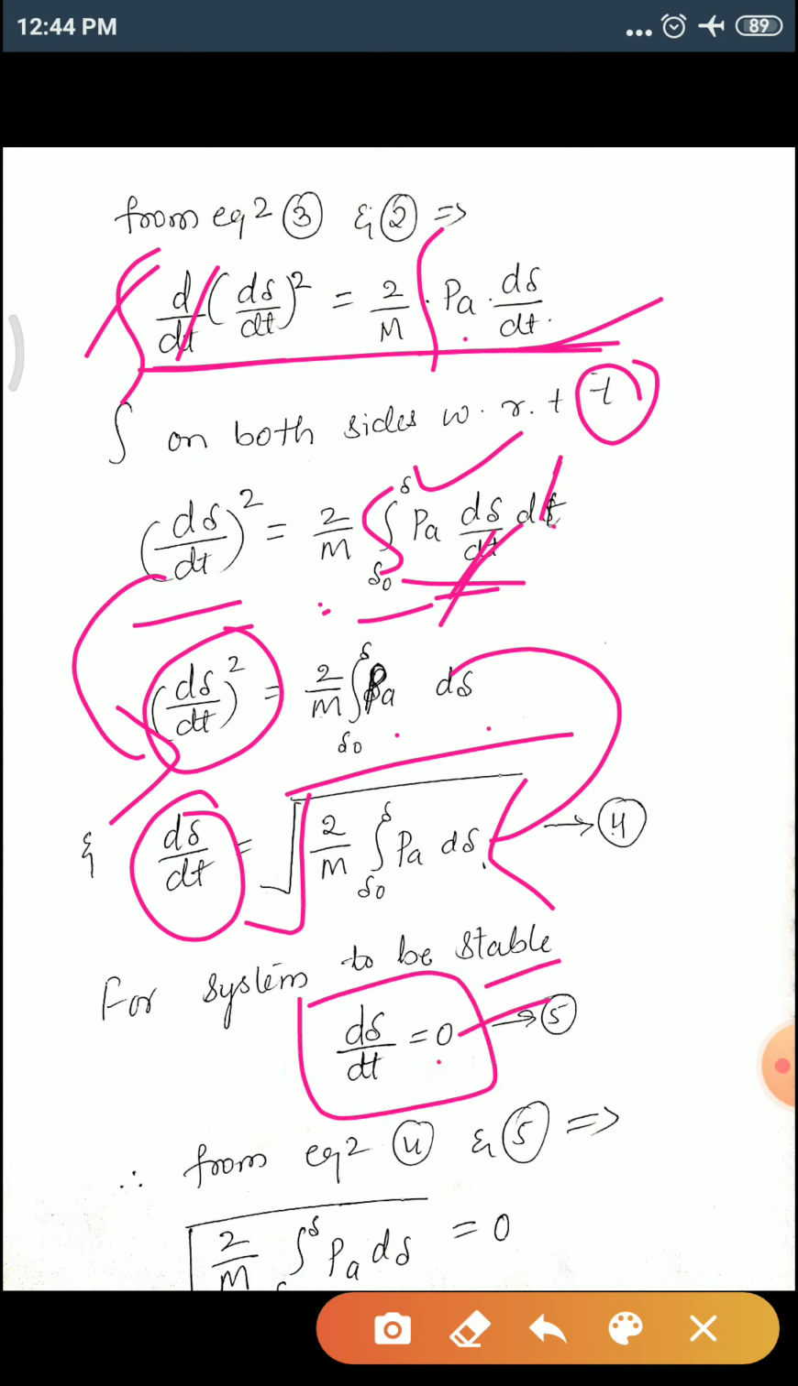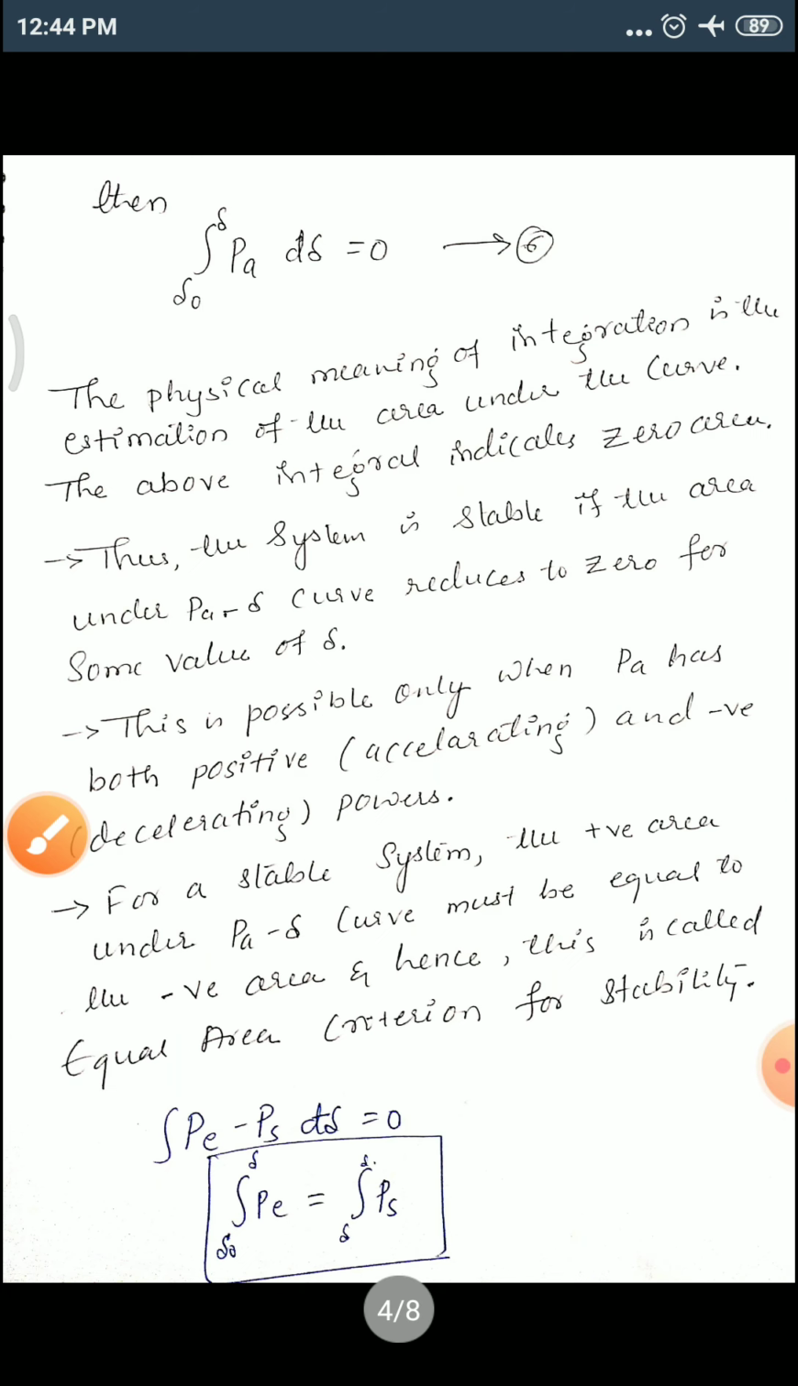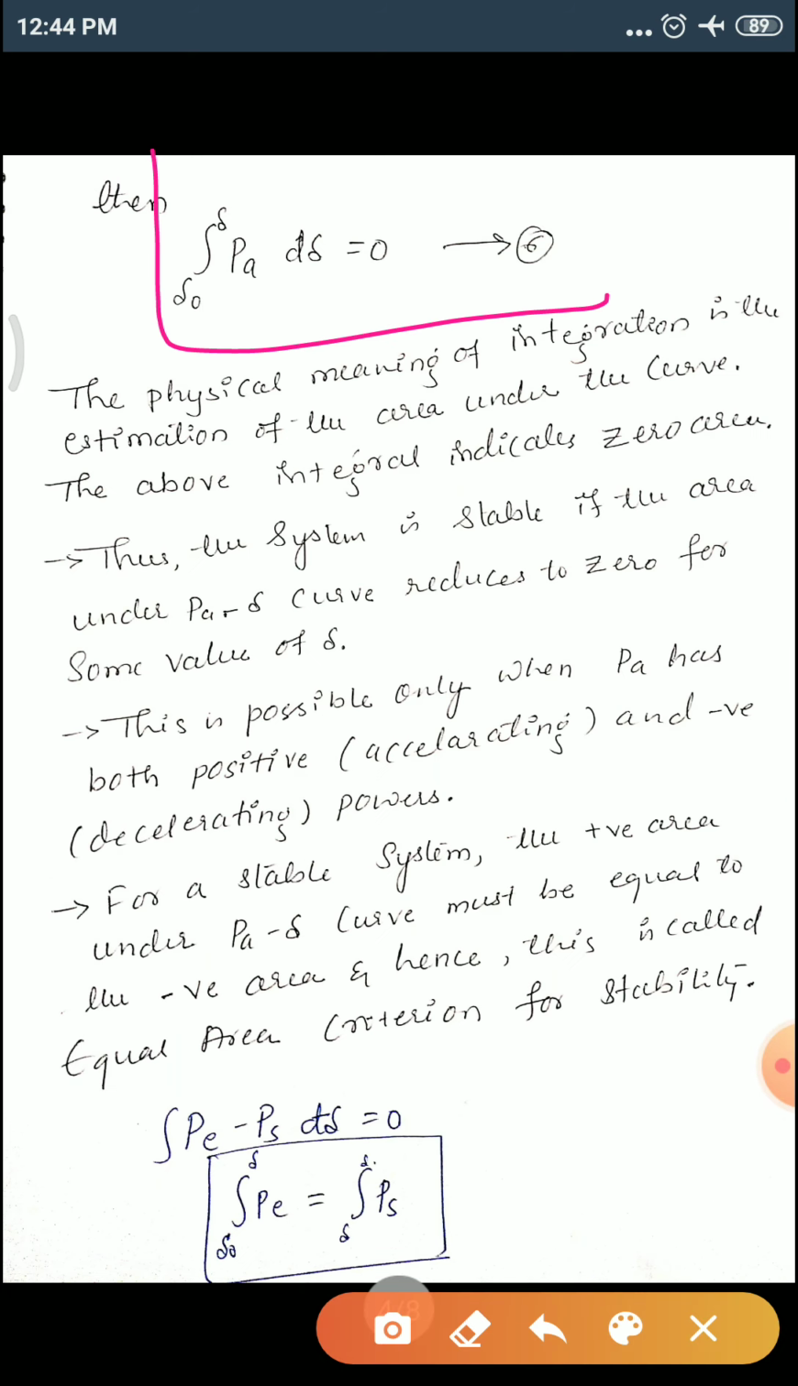Okay, substitute this term in this equation, so this entire term, the square root of 2 by m integration of Pa d delta, will be equal to 0. So then the square root of 2 by m goes to 0. Then what remains is the integration of Pa with respect to d delta will be equal to 0, along with the limits delta naught to delta.